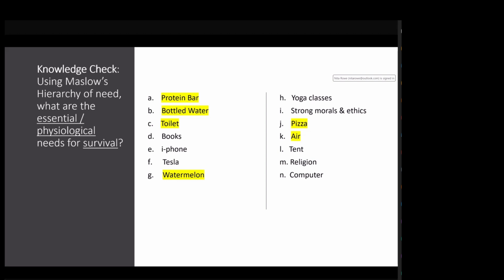Now, I've had one of the classes say, hey, you need strong morals and ethics. Well, it doesn't fall under physiological need. In a way, you can argue, well, if you don't have strong morals and ethics, then you won't be able to survive, right? Which is true in a way, but physiologically, do you need it? And the answer is no. Okay. So again, something fun, but the point is Maslow's hierarchy of needs.